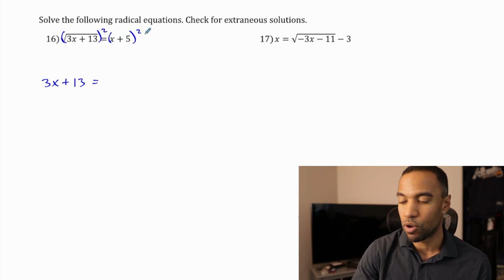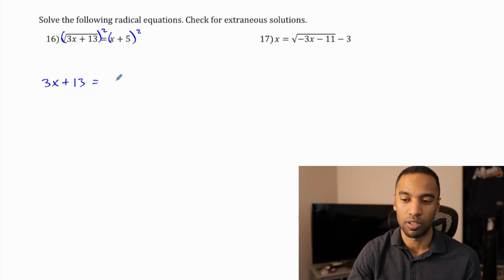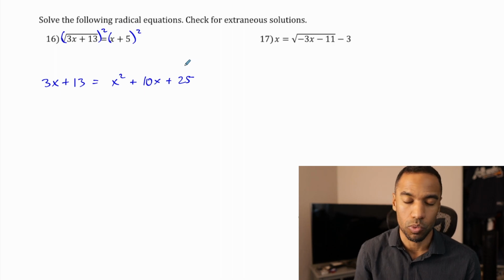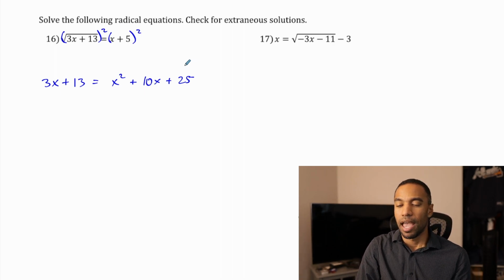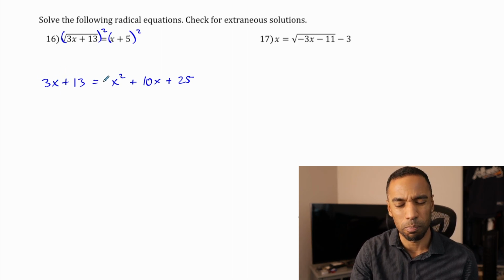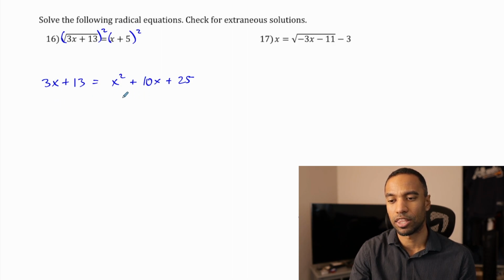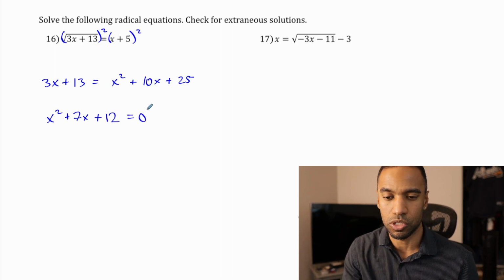Now, x plus 5 quantity squared. I haven't done one of these with you guys for a while, but that is a perfect square trinomial, where you square the first term, you double the product of your two terms, and you square the last term. It is not x squared plus 25. It's x squared plus 10x plus 25. And now we've created a quadratic for which we're trying to solve. Subtract 3x from both sides, I get 7x. Subtract 13 from both sides, I get 12. And you set it equal to 0.